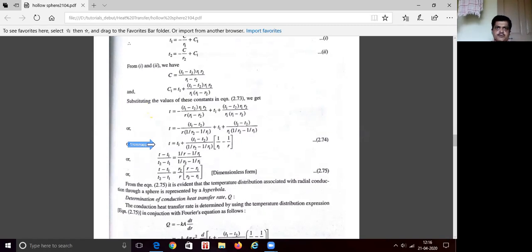That equation is very, very important, because using that temperature T, we can calculate the heat flow. Equation 2.74 gives the temperature inside the wall of the sphere at radius r. R1 is the inside radius, r is anywhere in between, and R2 is the outside radius. We can use this to find the temperature at any radius.